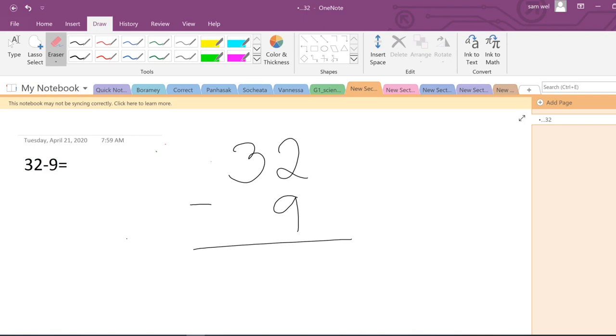So 3. If we are going to borrow 1 from 3, 3 becomes 2. And then we have to write the 1 that we are going to borrow here next to the ones. So the 2 becomes 12. From number 2, we borrowed 1, then it becomes 12. So can we do subtraction now? Yes, we can do subtraction now because 12 is bigger than 9. So 12 minus 9 is equal to 3. And then 2 minus 0 is equal to 2.